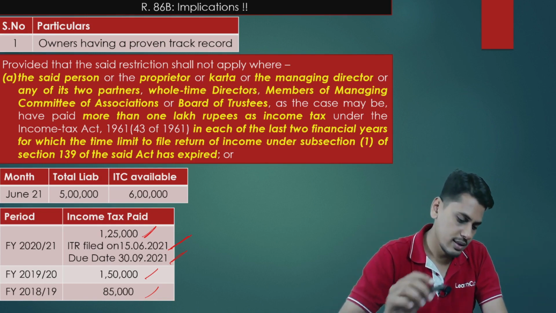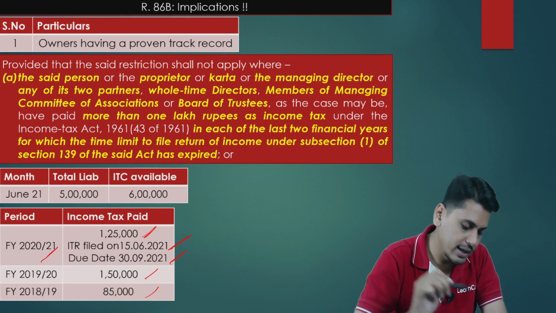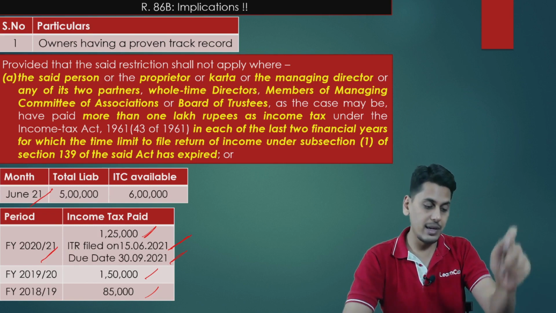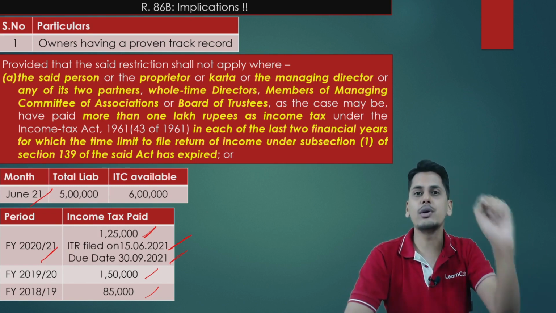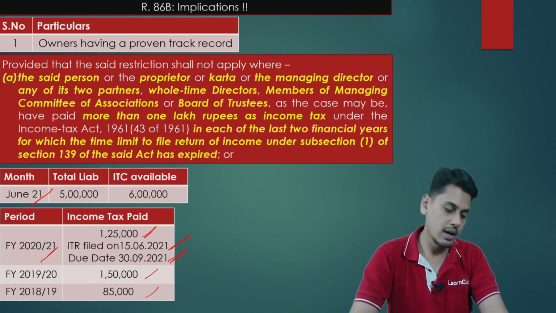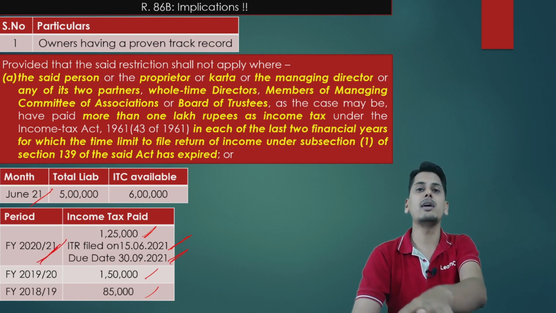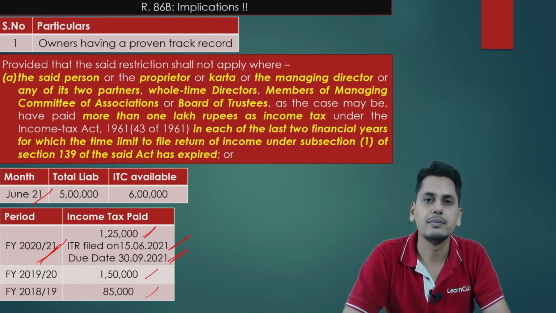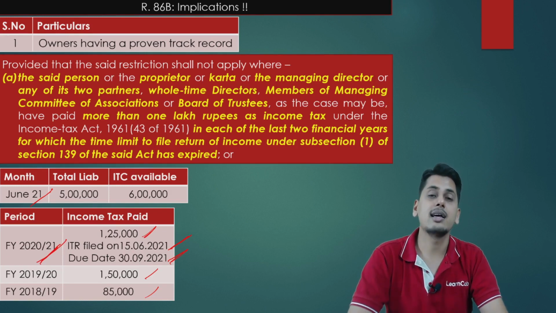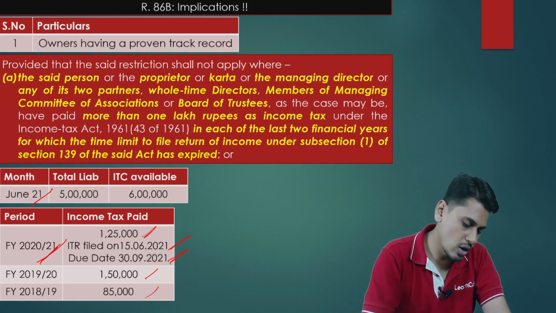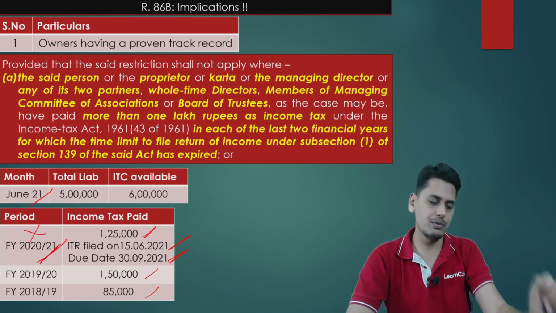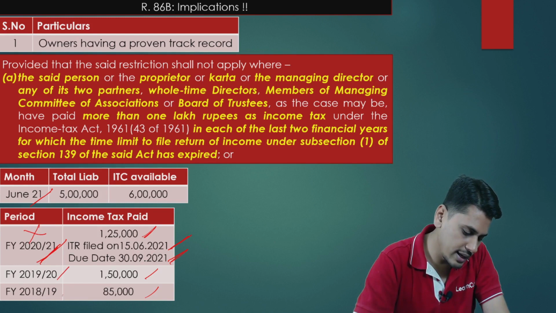Now friends, when you want to analyze the applicability of 86B in June 2021, has the due date for financial year 2021 expired? The answer is no. The due date is going to be 30th of September. So sitting in June 2021, the due date for financial year 2021 to file income tax returns has not expired. So you are not going to consider financial year 2021. The two financial years which you are going to take are 1920 and 1819.